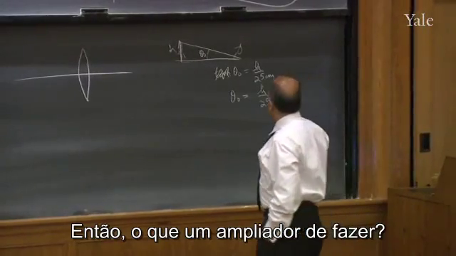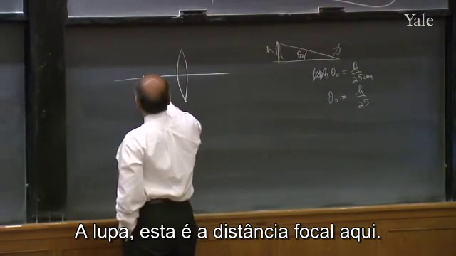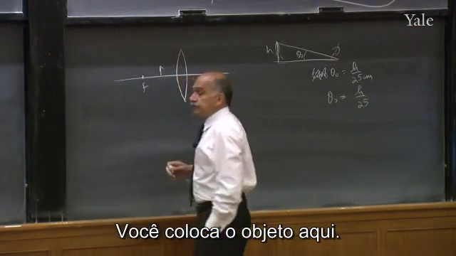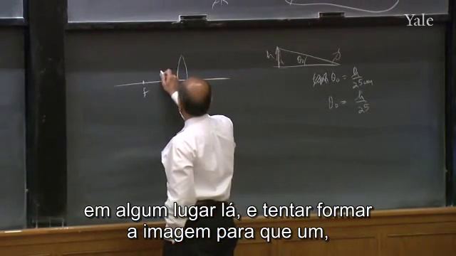So what does a magnifier do? Magnifier, this is the focal length here, you put the object here, somewhere there, and you try to form the image for that one.